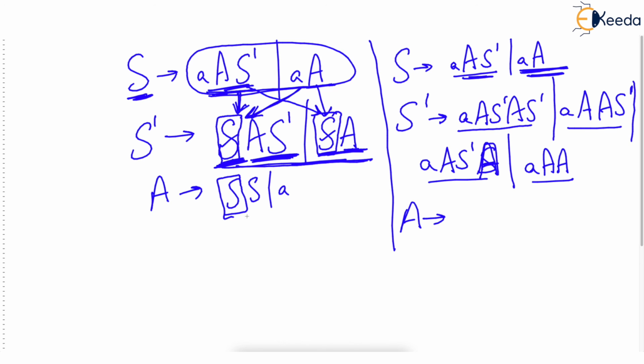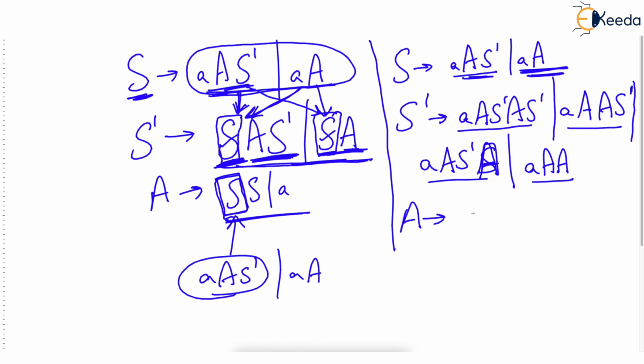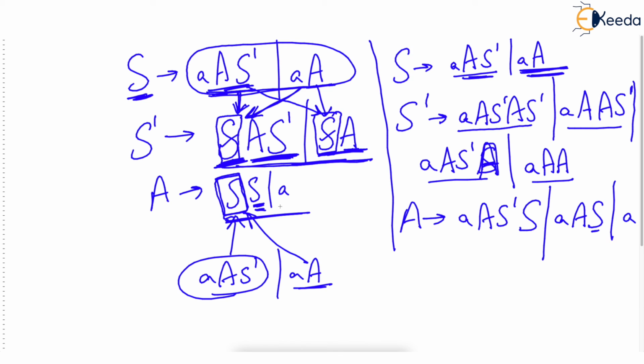Finally, A derives SS or A, but you know S is already in GNF. So in the place of this S, you will put A S dash or AA. So let's put A S dash first. We will get A S dash S. This S is already there. Or this rule AAS, this S has been replaced with AA and this S is already there. Or A, this last A. You can see that this entire production is in GNF, and the given grammar now is in GNF. All the rules are in GNF.